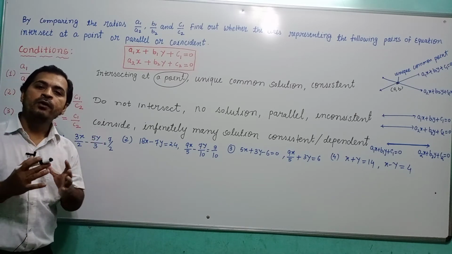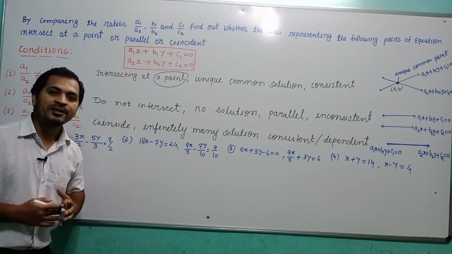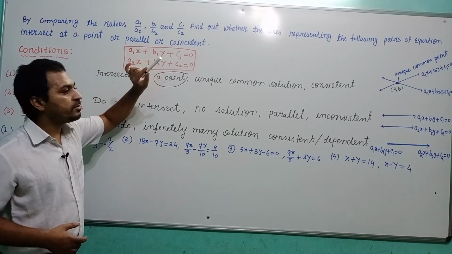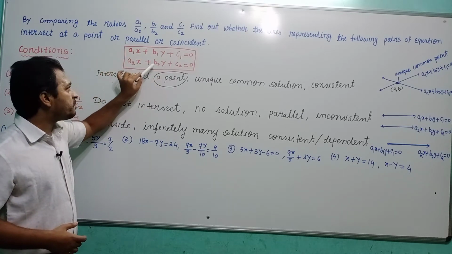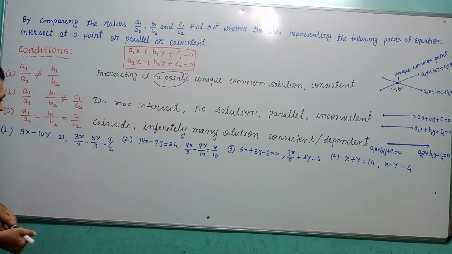Write the pair of linear equations in general form. The general form is a1x plus b1y plus c1 is equal to 0 and a2x plus b2y plus c2 is equal to 0. Okay, just writing these equations in general form.